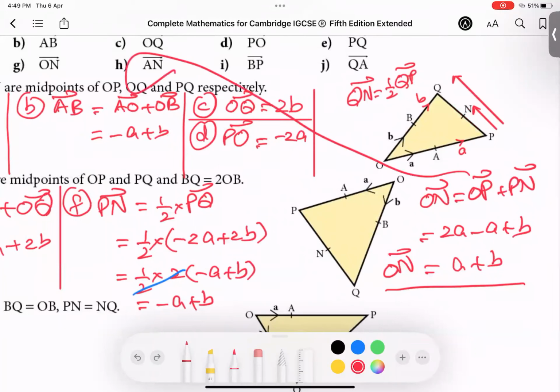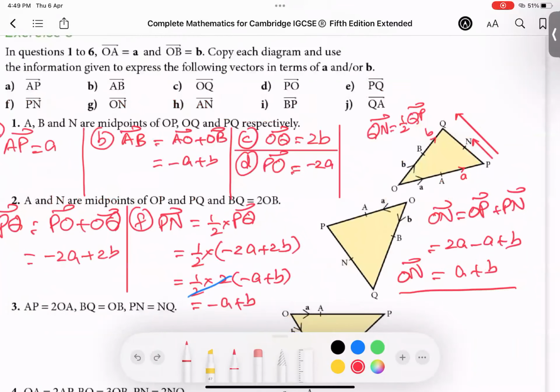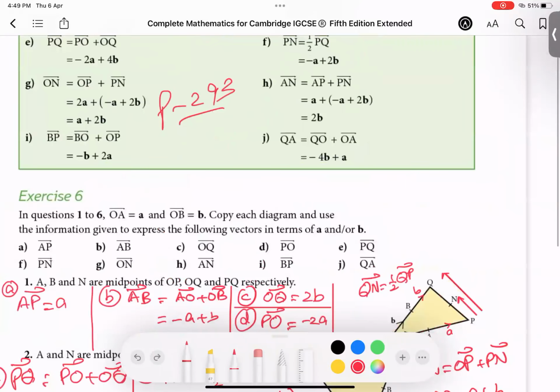Now I'm going for AN. So AN, I'm doing it on the top here.